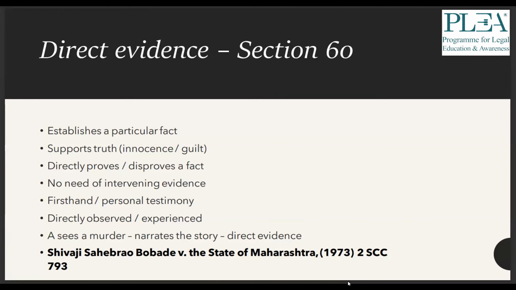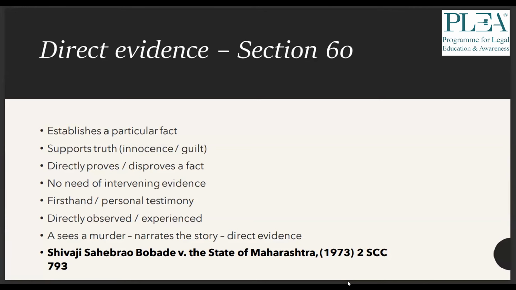It should directly prove or disprove a fact. As we said, innocence or guilt, so it should prove or disprove a fact. There is no need of intervening evidence. Now, what is intervening evidence? Something that you give in support. If you have circumstantial evidence on record, then you may have to furnish more evidences to support your story. That is intervening evidence. Now, if you have a direct evidence, then you don't need to give more evidences.